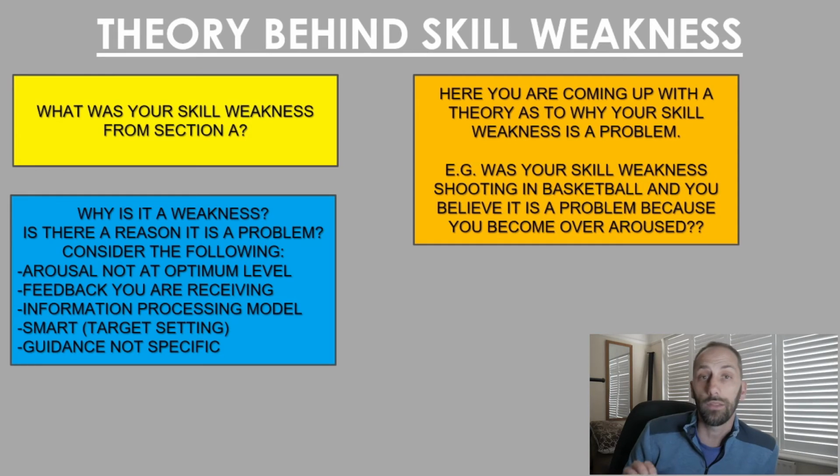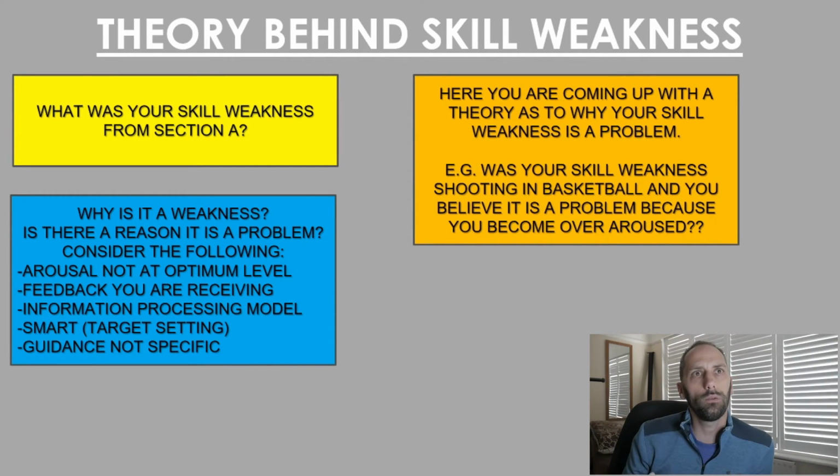Now, all that theory knowledge has to be something from psychology. So that could be things like information processing. It could be goal setting. It could be arousal. It could be motivation. There's loads and loads of things that you could talk about. Okay. Now, on this, you've got to look at that piece of theory. How is that going to link to your weakness?